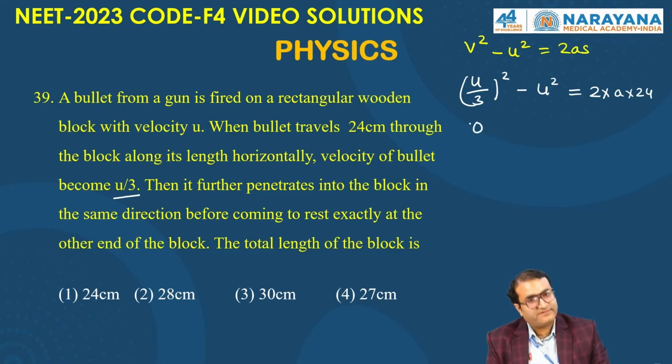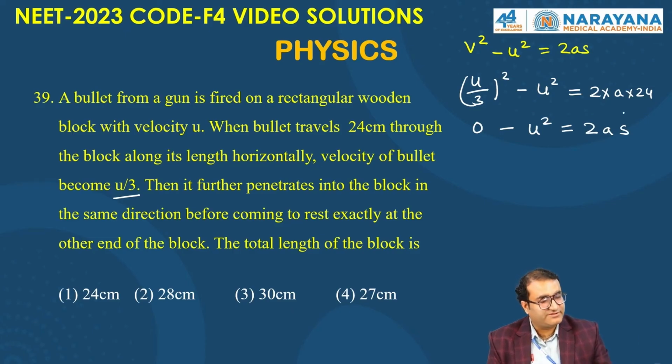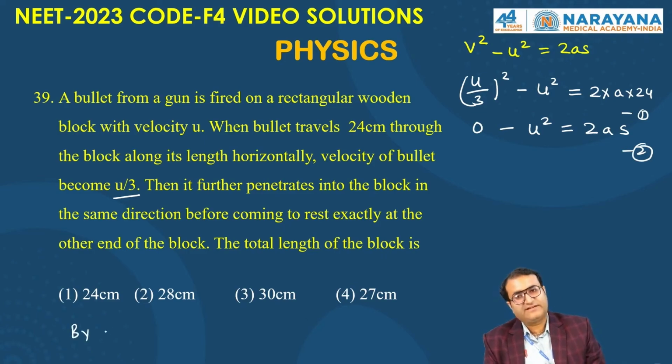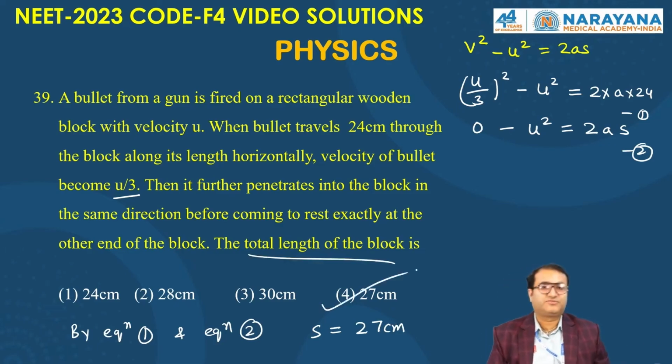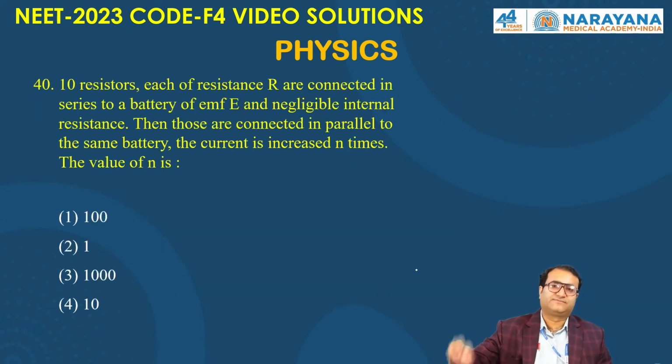Finally, it is coming to rest. From the initial velocity, let us say the total distance traveled by it is s. Just divide both the equations, equation 1 and equation 2, and you will get the value of s. We will get s equal to 27 centimeter, and s is the total distance traveled by it, which will be equal to the total length of the block. Fourth option we can mark as the answer.